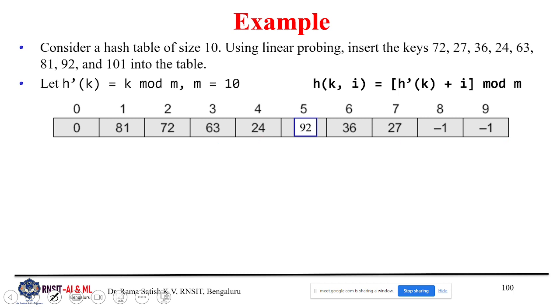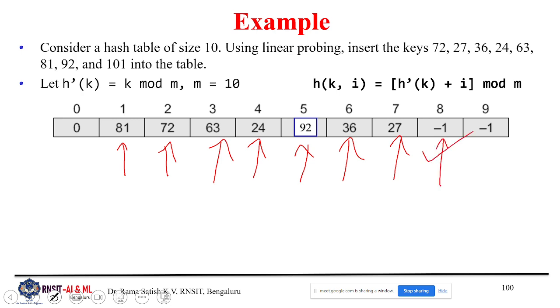So the element 92 is done. Next is 101. Its modulus gives 1, which is already filled by 81, so it will check the next cell, and the next cell, and so on, until it finds one that is available.